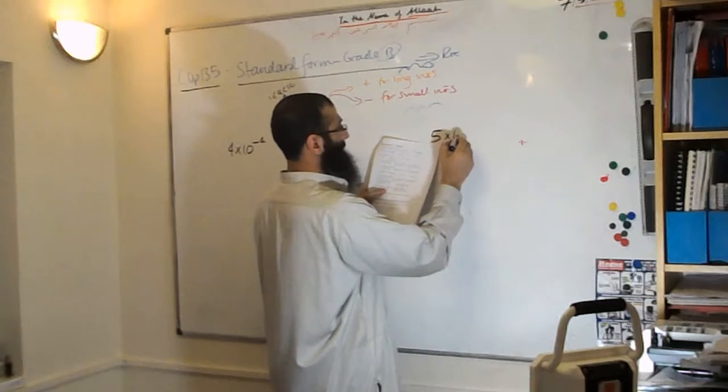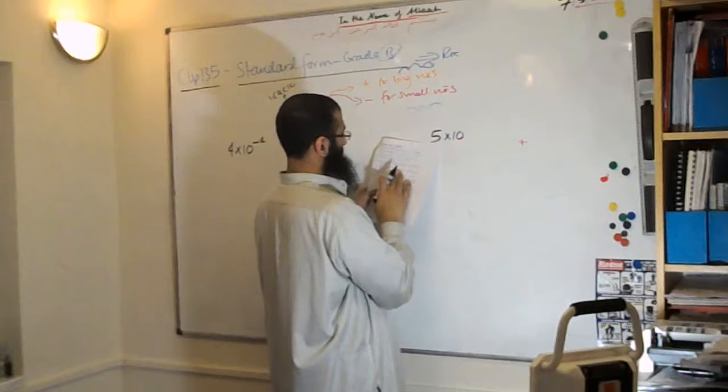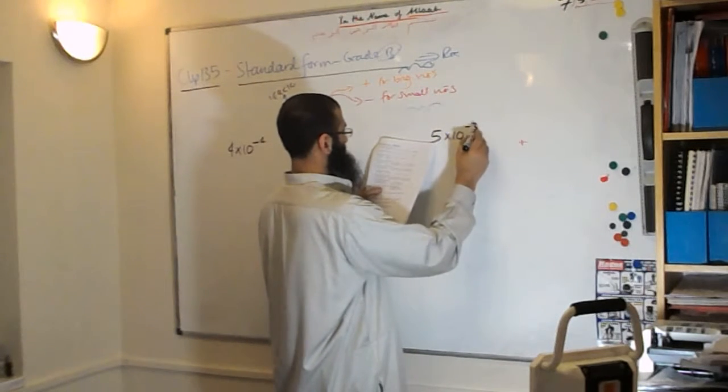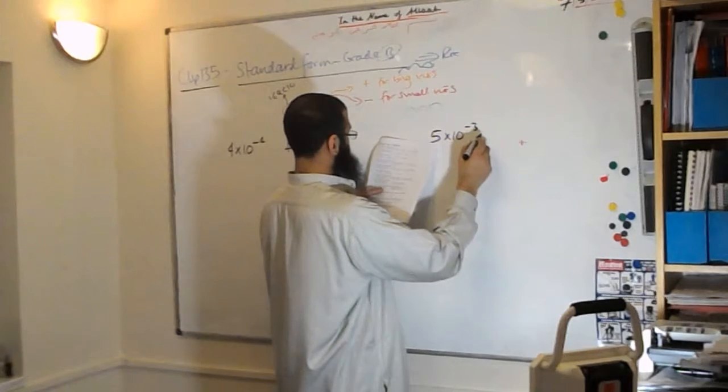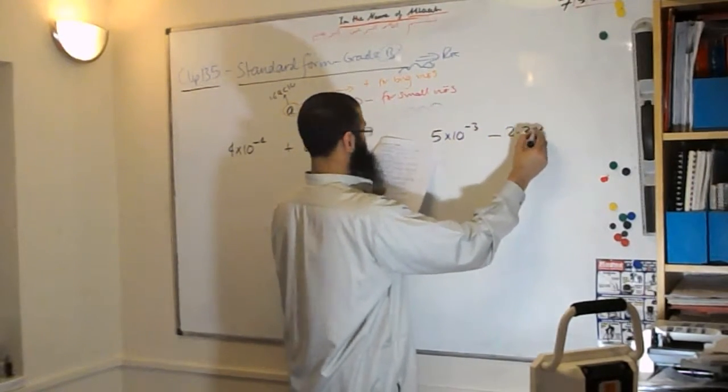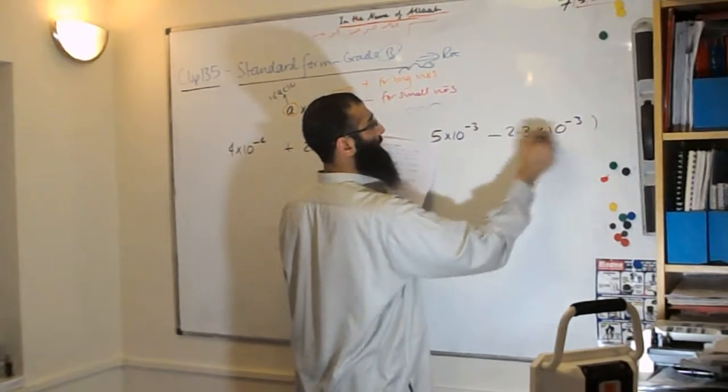5 times 10 to the minus 3, minus 2.3 times 10 to the power minus 3.